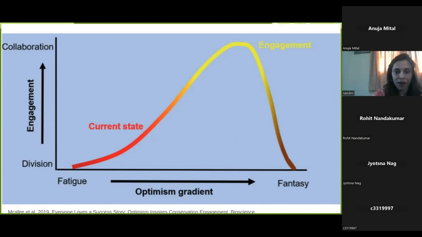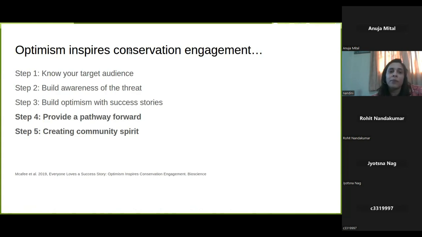So what McAfee and others say, in their paper, Everyone Loves a Success Story: Optimism Inspires Conservation Engagement, is that they propose 5 steps. I won't get into the first 3 steps, but I think the 4th and the 5th step are what are important to what we're thinking. So the 4th step is, yes, we're optimistic and say, okay, let's come together and let's work in a particular way. But what is a pathway forward, that we can use, that moves us forward? And how is it that we can create a community spirit?